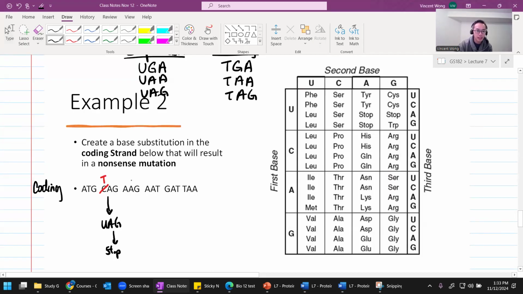Okay, Michael, this is AAG. How would you change it? You change it to, that's right. So you can change the first one to a T. So that's going to be UAG again, and then that will also be stop. Okay, any questions?